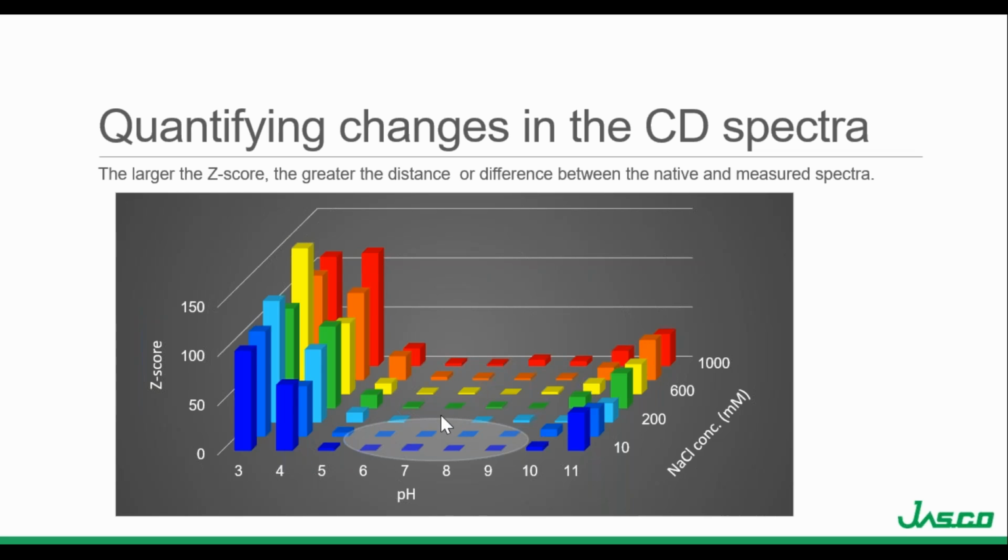You can't see anything because that Z-score is 0 because it's identical. On the other hand, at pH 5 and lower, or pH 10 and higher, the Z-score is large, indicating that the structure is significantly different from the reference. And you can also see that with increasing salt concentrations, the secondary structure changes as well.